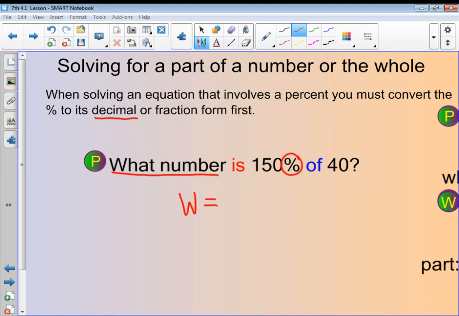Remember, we have to move 2 places away. Only 2, there's only 2 circles on that percent sign. So 2 places away would make this 1.50 or just 1.5.